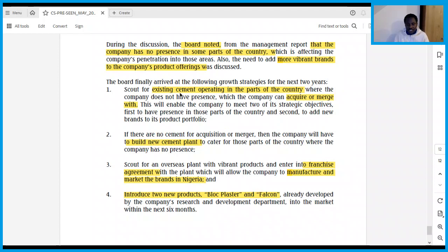So, existing cement operating in the parts of the country. In the next 2 years, they want to have some more existing branches, and they are proposing that their expansion will be by acquiring and merging, which we call merger and acquisition. You see that I shaded it, right? Basically it's going to come out along that line. Also, they are to build new cement plants where they could not merge. Where there are other brands that they can merge with, they will acquire them or merge. But where none exists, they will create one. That is what number 2 is telling us.